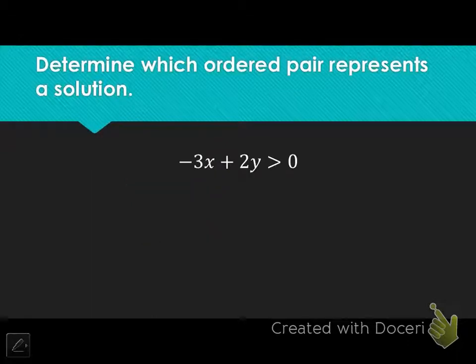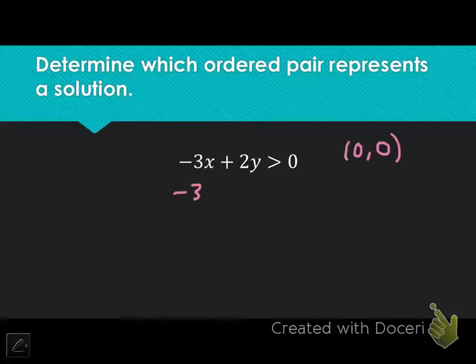Okay, determine which ordered pair represents a solution. So we are trying to see if there is going to be an ordered pair that's going to work in this situation. So let's try plugging in some numbers. Let's try a 0, 0 point first.